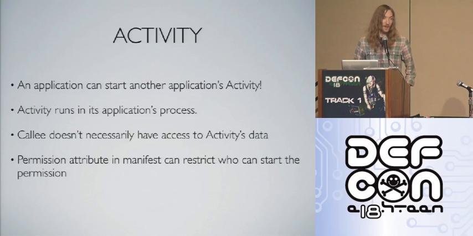Applications can also start other applications' activities remotely. The activity itself is going to run within the process of the remote application. So in a situation where you've requested location permissions and you want to have the user turn on their GPS and you detect that that's not enabled, you can start the settings activity with all the location settings so that they can enable that, and then once that activity finishes, they'll be back at the previous screen. Since that's running in its own application's process, the callee won't necessarily have access to any of the data in that activity.